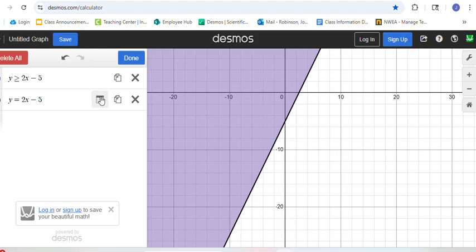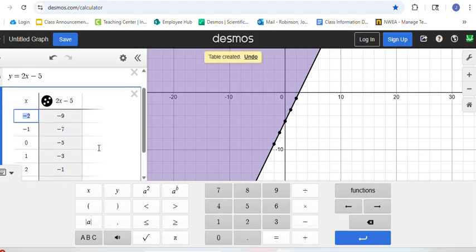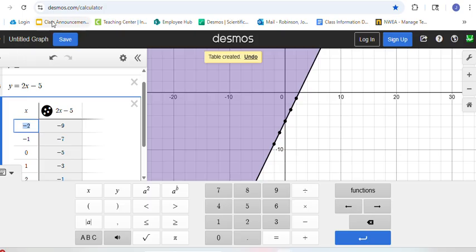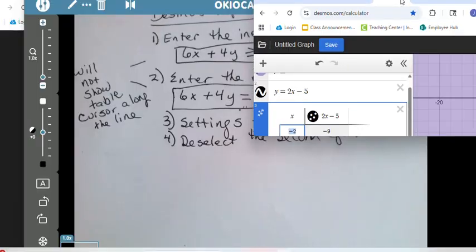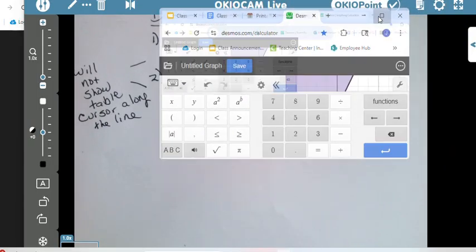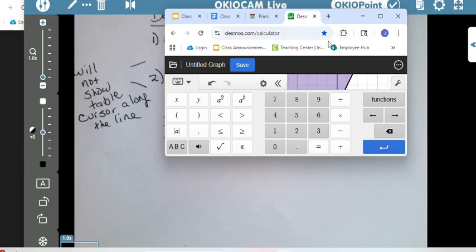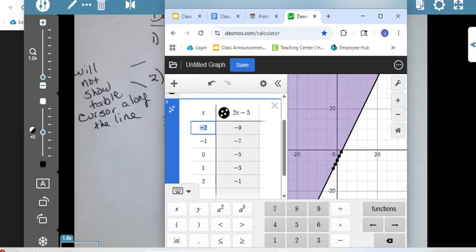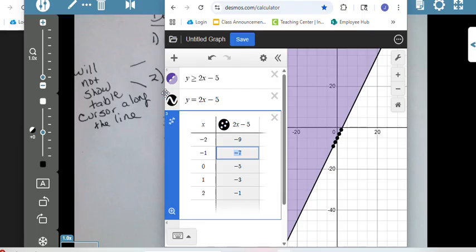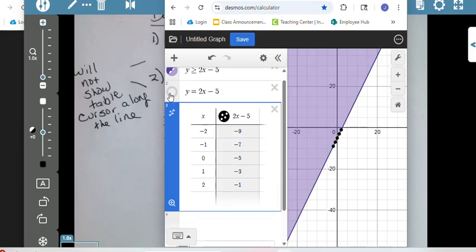Grab the table. I have the table of values. I can see some nice clean points. Deselect. Let me come over so y'all can see. Well, I was trying to move it over. That didn't work out. Over here, deselect that second one. Do not unhighlight the second one. So all you have is the table of values. You can see if it's supposed to be solid or dotted and when it's shaded above or below. Questions? You're going to practice that today.